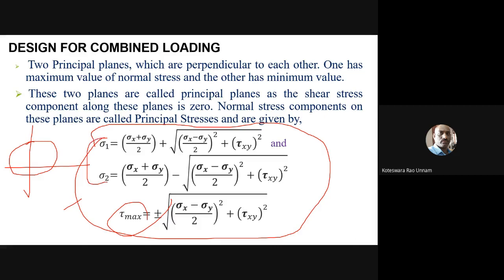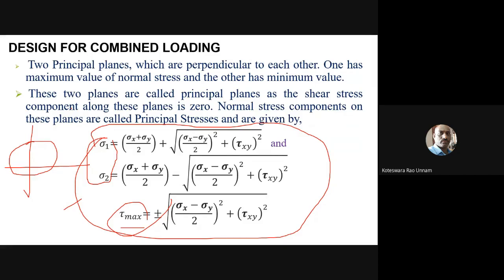Whatever approach you follow, you need to compute the stress values as per your requirement, whether you require a normal stress value, the maximum normal stress value, or the maximum shear stress value. Based on that, we are going to design the components. Now, whether you are designing the component based on maximum normal stress or maximum shear stress, there are different failure theories.